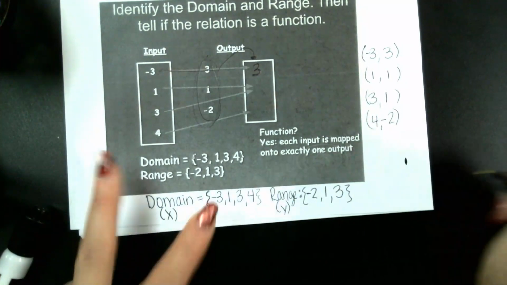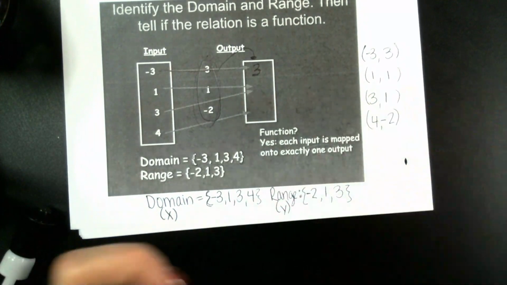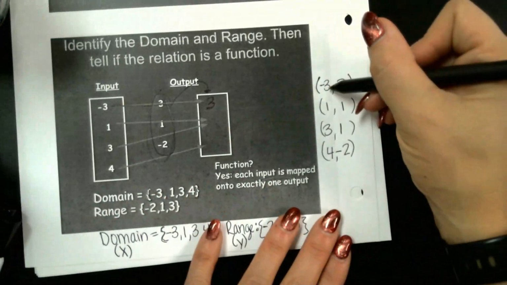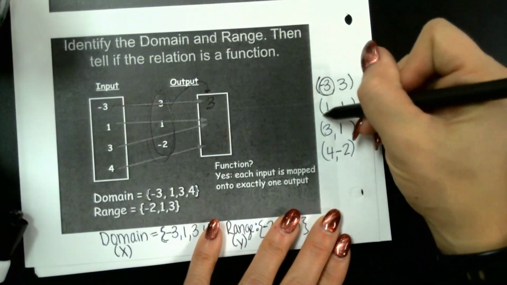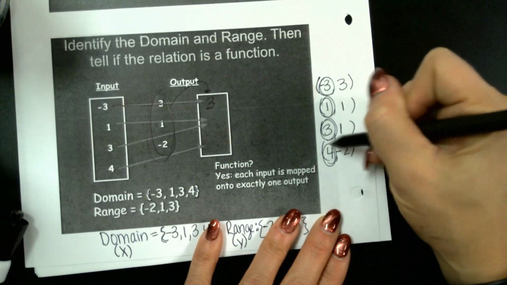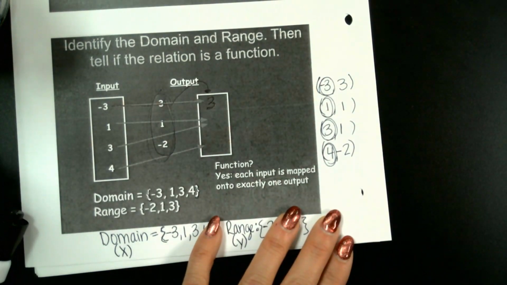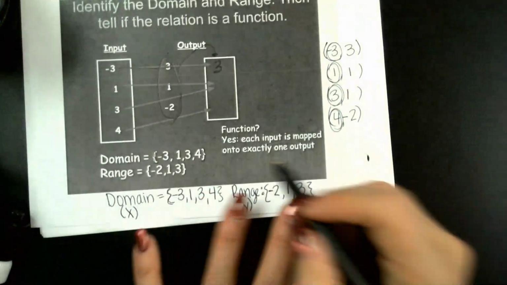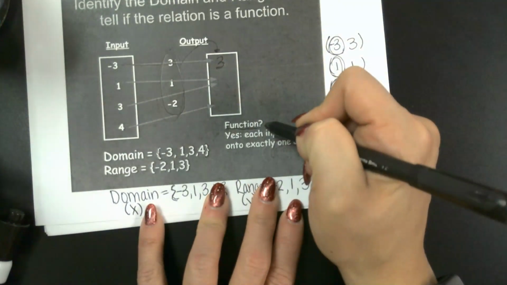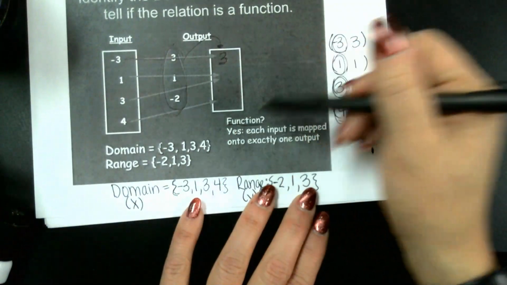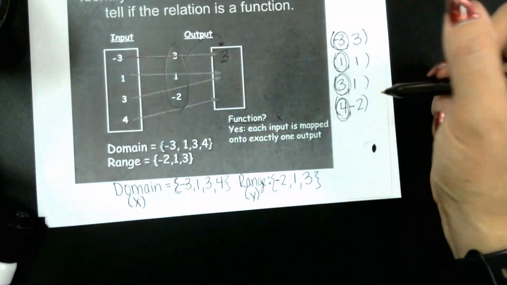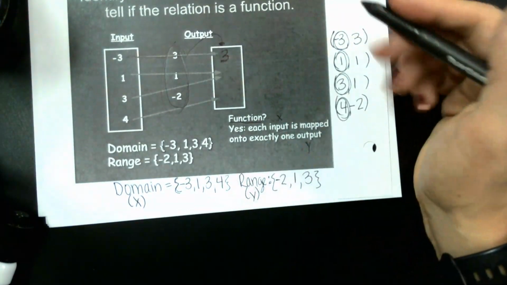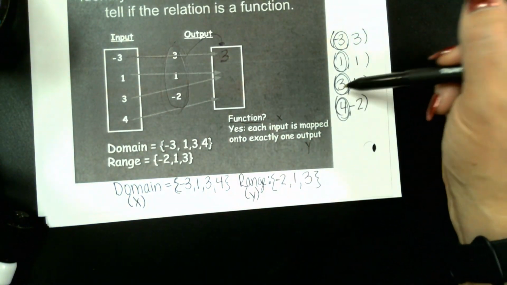Okay, so then if I asked you, is this a function? Look at your ordered pairs. Do any of our X values repeat? Do you see any of those twice? No? So automatically we know it's a function. So right here they wrote function. They asked if it was a function, and they said yes because each X value is mapped onto exactly one Y value. So each input has just one output.